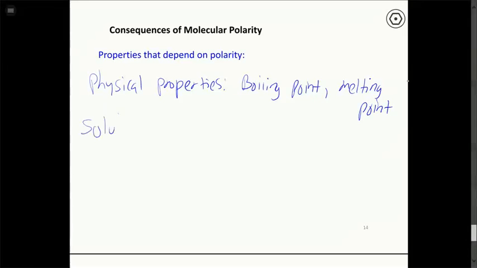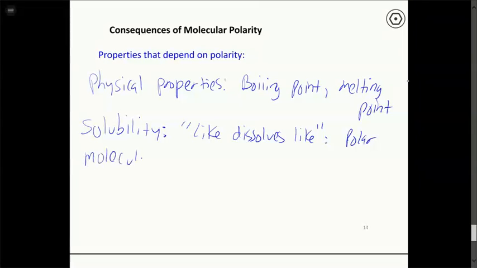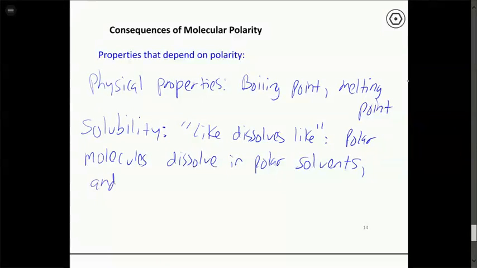Solubility: we might start to talk about solutions later on, things that are dissolved in other things. You have this mantra that like dissolves like. So if you're trying to predict whether one substance will dissolve in another, you often have to look at the polarity. Polar molecules dissolve in polar substances and polar solvents, and vice versa. When we start talking about solutions later in the course, we'll see that things that are polar tend to dissolve things that are polar, and things that are nonpolar tend to dissolve things that are nonpolar.